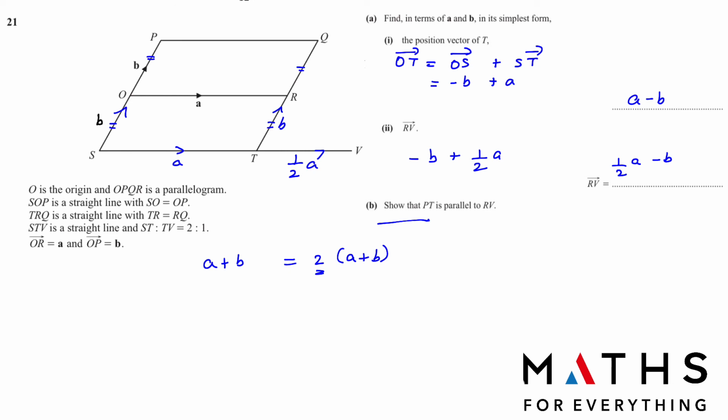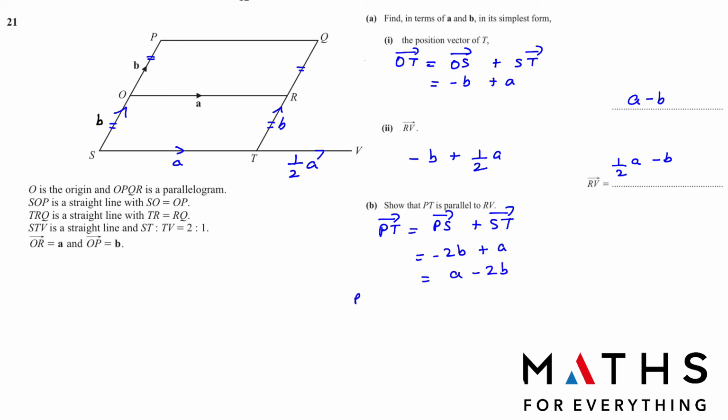So first we will need to find PT. To come to PT, we will go from PS plus ST. PS is negative 2b and ST is a. So we have a minus 2b. PT is a minus 2b and RV is half a minus b. So for PT we have a minus 2b. A here is 1. If nothing is there, it's a 1, and this is half. So this is 1, this is half. This is 2, this is 1. So I can write it as PT is equal to 2 times RV.